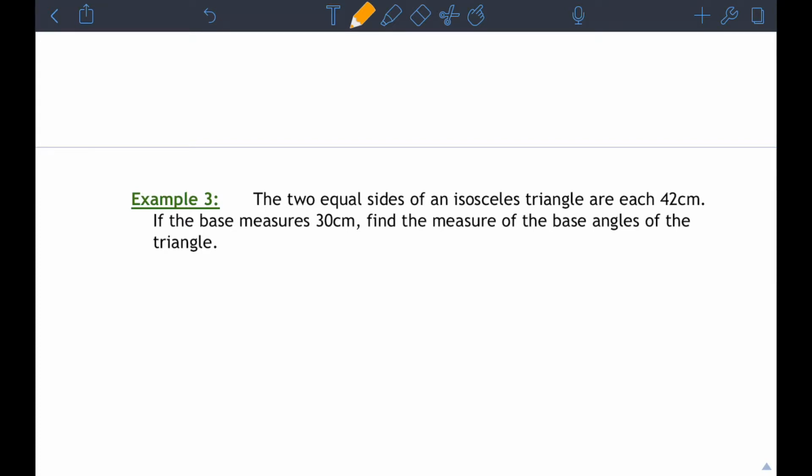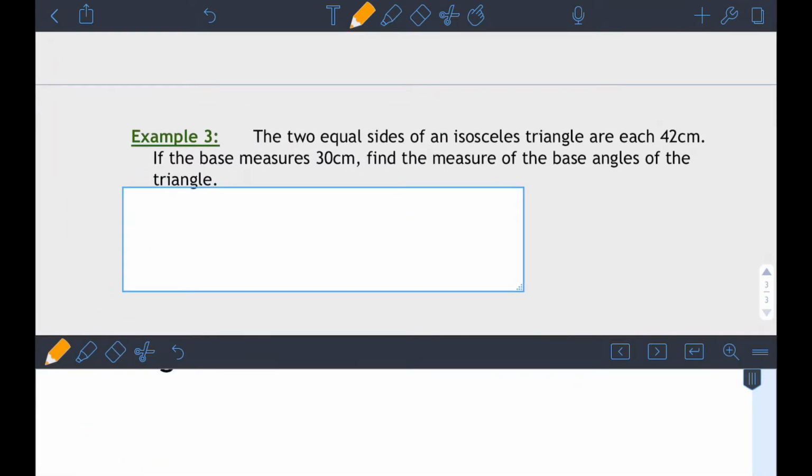A couple of sides in an isosceles triangle are 42 centimeters each. We know the length of the base as well. We're looking for the measure of the base angles. So here's my isosceles triangle. It doesn't necessarily look isosceles, but hey, that's what congruency markings are for. So those are my two congruent sides, 42 centimeters each.